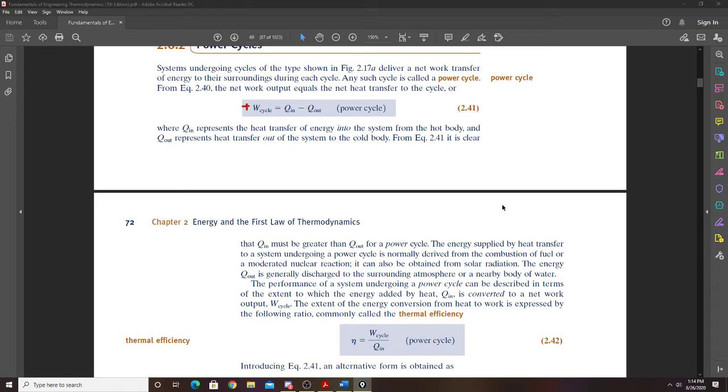So the energy supplied by heat transfer to a system undergoing a power cycle is normally derived from the combustion of fuel or a moderated nuclear reaction. Yeah, so that's what I said earlier. It can also be obtained from solar radiation. I've actually seen one of these in Las Vegas, or near Las Vegas, where they heated up all their fluid with just solar panels. And it says the energy Q out is generally discharged to the surrounding atmosphere or a nearby body of water.